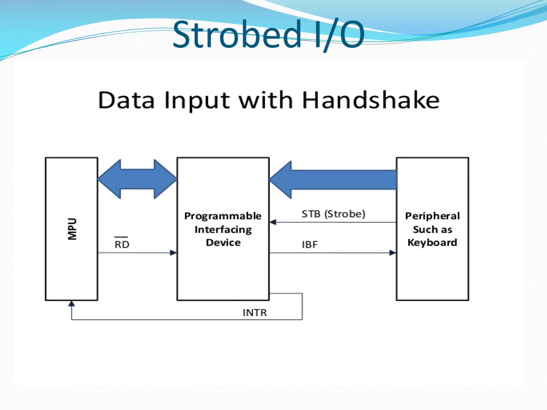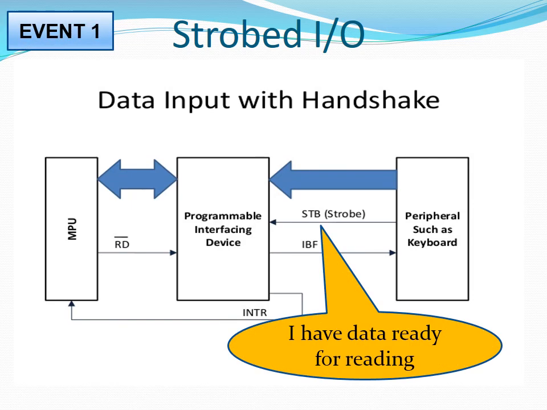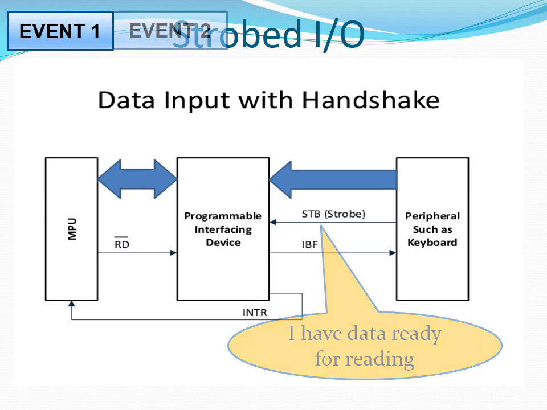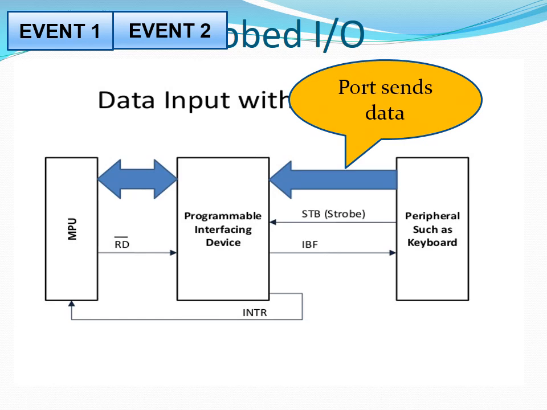The connection between the programmable interface device and the input device is made up of a set of parallel data lines, the strobe handshaking line, and the input buffer full handshaking line. First, the keyboard sends the strobe signal to the port to indicate that it has data ready for reading by the port. If the port is empty, it responds by reading the data from the input device.